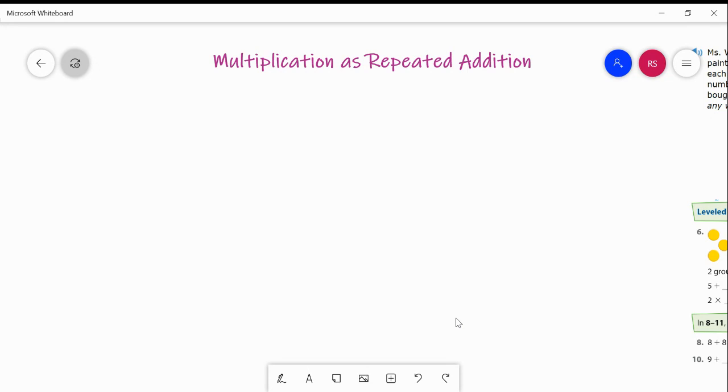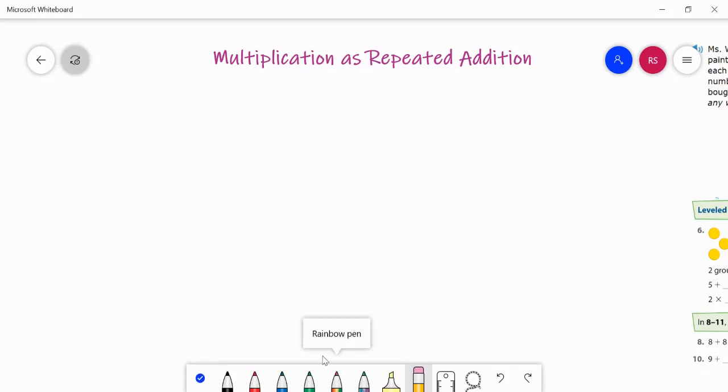So you guys know that you've been practicing your multiplication facts, right? Those are things that you just kind of have to memorize. I'm going to show you a way that you can connect your addition facts, your repeated addition, to multiplication. So let's get started. I want you to think of this as an example.